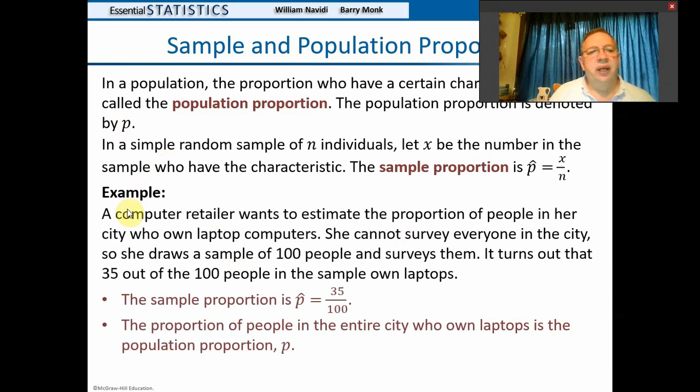So here's an example. A computer retailer wants to estimate the proportion of people in her city who own laptop computers. She cannot survey everyone in the city, so she draws a sample of 100 people and surveys them. It turns out that 35 out of the 100 people in the sample own laptops, so the sample proportion is 35 out of 100, 0.35, or 35% of the people. The proportion of people in the entire city who own laptops is the population proportion P, and we don't have that value.